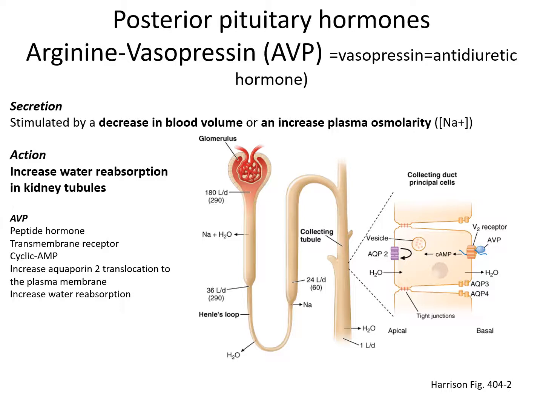So it's secreted by the posterior pituitary, and it acts in the kidney. So here's a diagram of a nephron. You've got the proximal tubule, loop of Henle, distal convoluted duct, collecting tubule, etc.